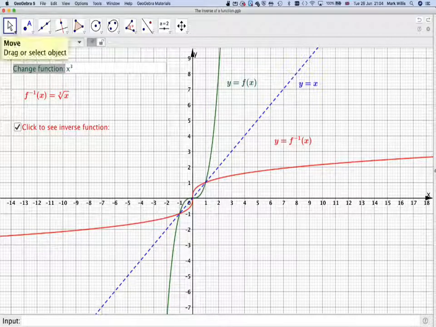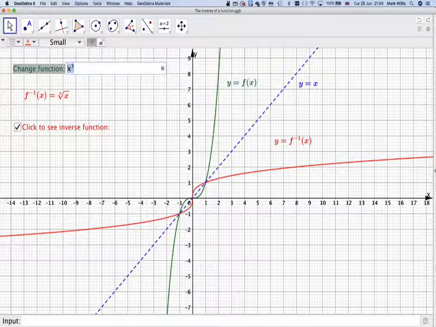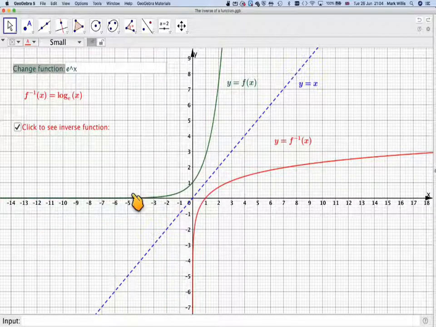An interesting one is to do this one, which is e to the x. So this is the graph of y is equal to e to the x. This is its inverse function, and you might recognize that this is y is equal to ln of x. Again you can get the graph by reflecting through y is equal to x. So if you have a graph of a function, remember it must be a function, then you will get its inverse by reflecting it in the line y is equal to x.